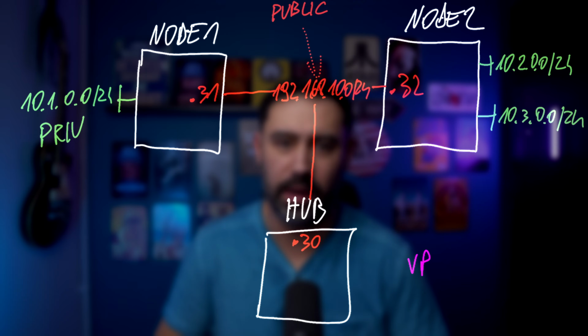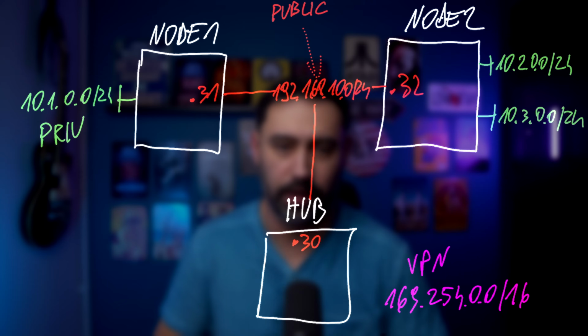We'll set up a VPN network from 169.254/16 range that's dedicated link local address space that is not used for any other purpose on the internet. This makes it a good choice for point-to-point endpoints because it's guaranteed to be unique and there is no risk of conflict with another networks.